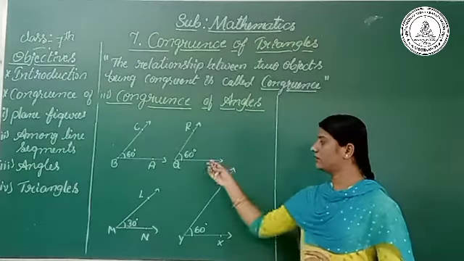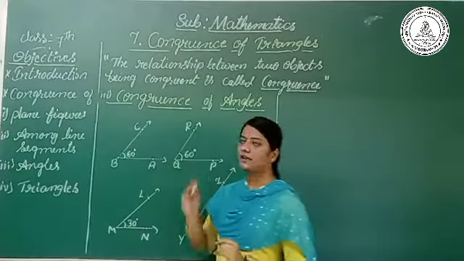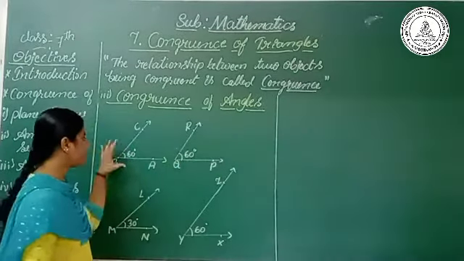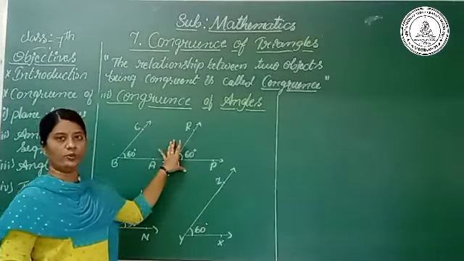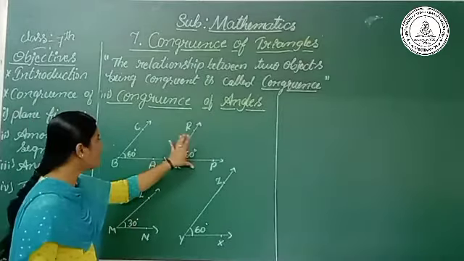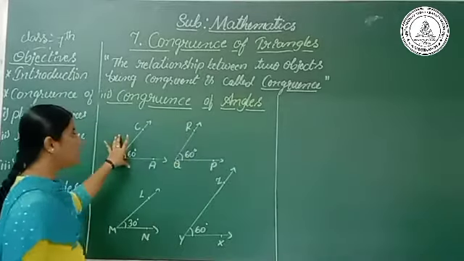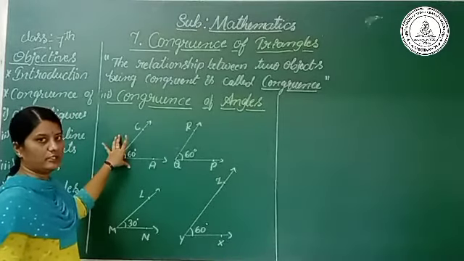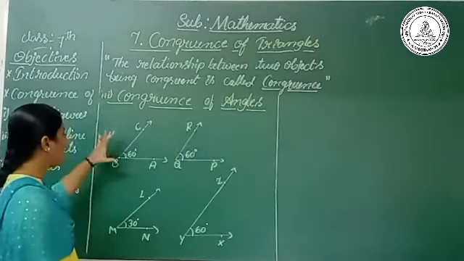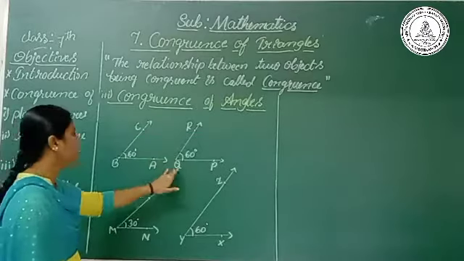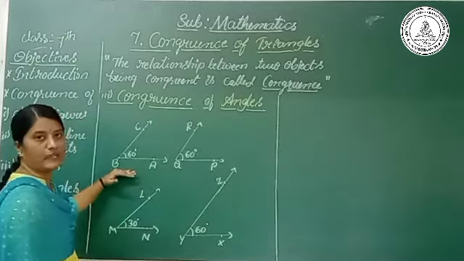Let's check whether the given angles are congruent or not. So for the angle ABC, first I will take the angle ABC and angle PQR. If I superpose these two angles, they will overlap each other. Now I will superpose angle PQR on angle ABC, then Q falls on B and QP along AB.